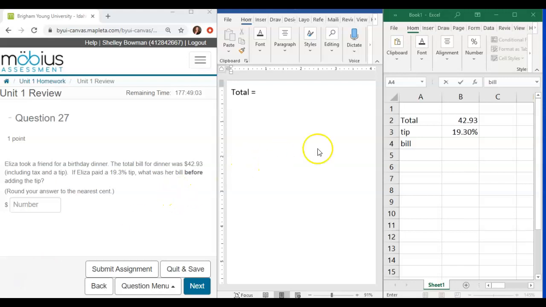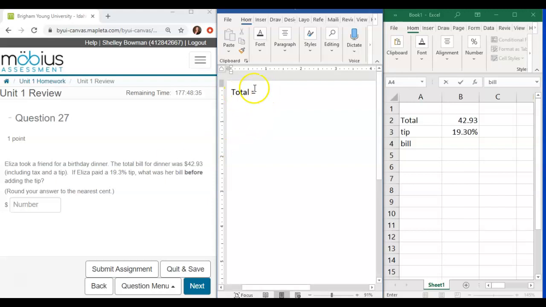I've gleaned some information and I put it over here in our Excel sheet so that we can calculate, and then we're going to come up with an equation. Now this doesn't have a great sentence for us to translate, but we're still going to try and translate and interpret some of the wording here. They told us the total bill was $42.93, including tax and tip. So what we're going to do is come up with our sentence.